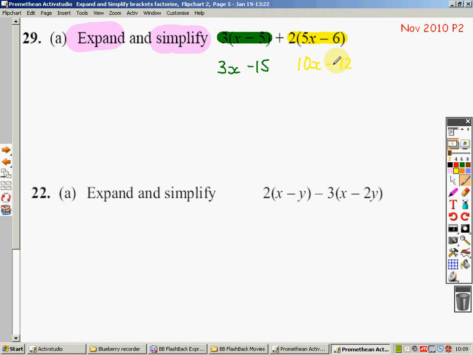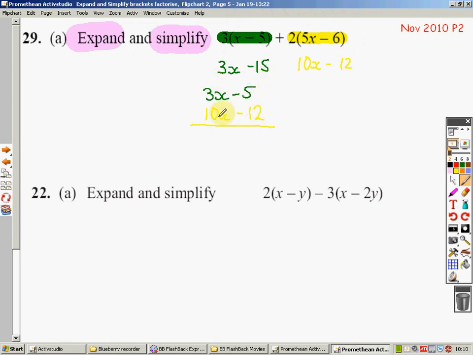I'm now going to set this up as a column sum, with the green adding to the yellow. It seems a little bit of a palaver, but it does actually help, particularly when we come to do the negative ones in a minute. So 3x minus 15, and then beneath it I write the yellow one because it came second, which was 10x minus 12. It's important that I've run the x's up and I've run the numbers up, just like you might do in tens and units. Here we've got our numbers here, and then our x is there.